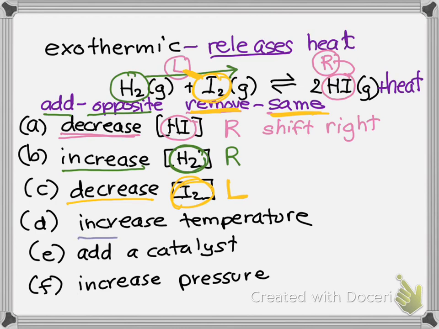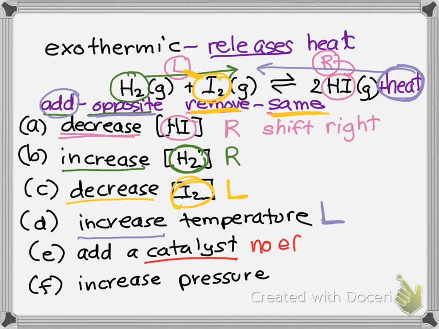Temperature, so increase temperature. Increase is adding, so it's going to go to the opposite side. I wrote it's exothermic, so heat is a product. Going to the opposite side means it's going to the left. Now, I always like a catalyst because catalysts do not affect equilibrium. Instead, they affect how fast a reaction goes. So adding a catalyst will have no effect on the equilibrium because it affects the rate of both the forward and the reverse reaction.